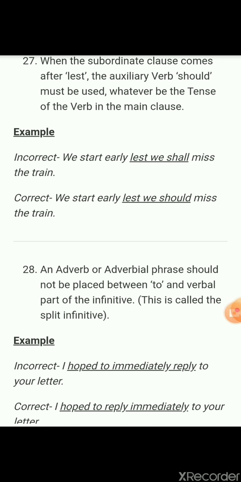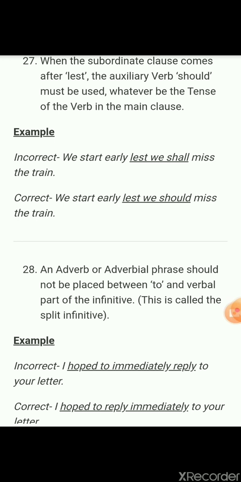Incorrect: We start early, lest we shall miss the train. Even though in the first segment there is present tense, we will not provide shall there, because lest always comes with should. It's a pair-based error. Lest always comes with should. Remember this.